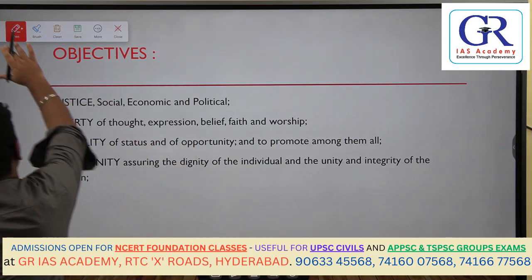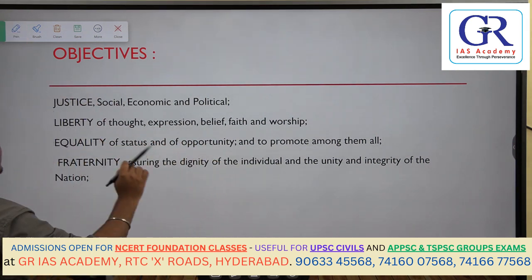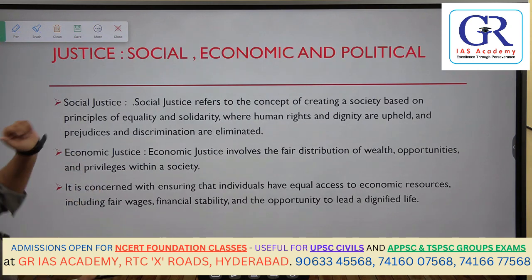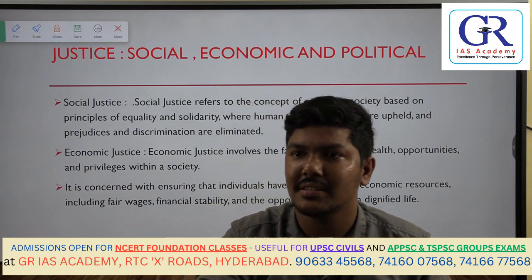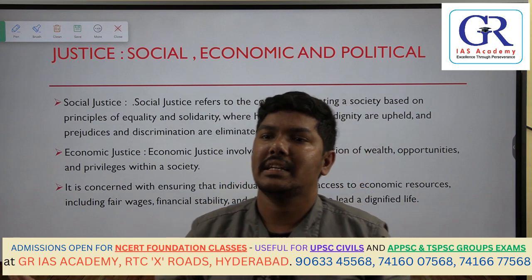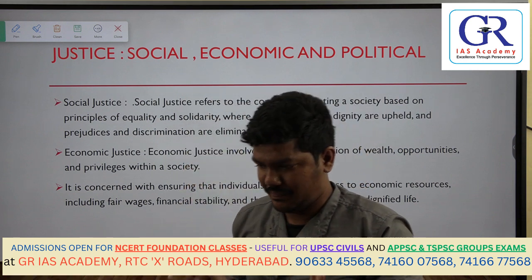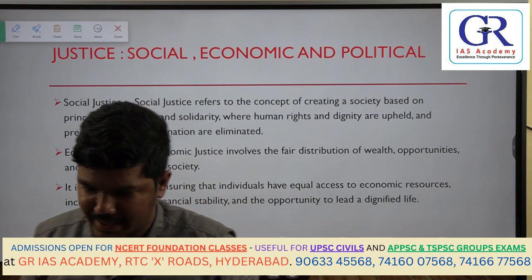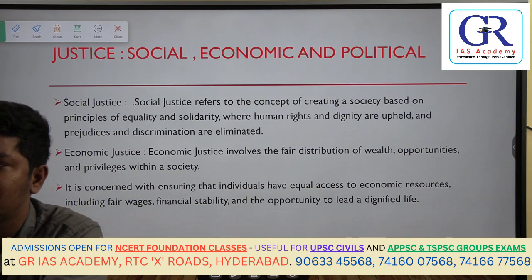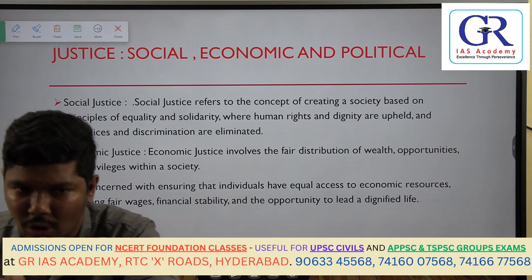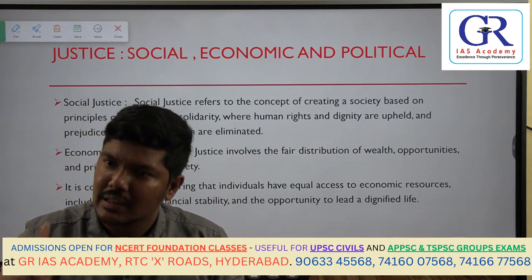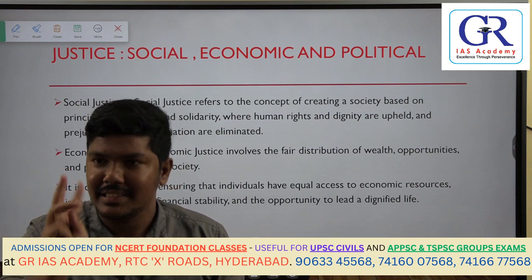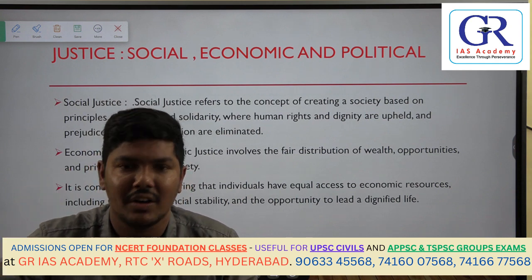First let's focus on the justice. What is justice? Justice is categorized into 3 things: social justice, economic justice, political justice. Basic examples let us see. First of all, social justice means no person should be discriminated. No person should be discriminated only on the basis of caste, religion, gender, place of birth or race.